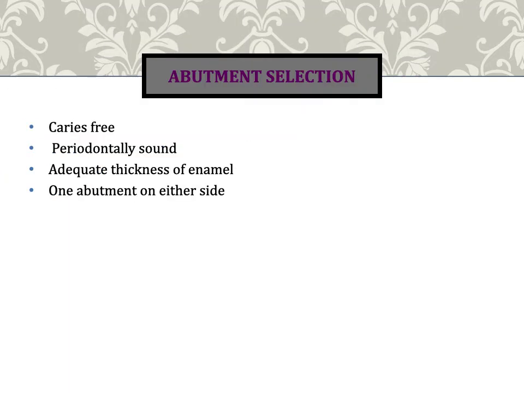A very important factor in resin bonded bridges is abutment selection. So when it comes to abutment selection, the abutment must be caries free, should be periodontally sound, must have adequate thickness of enamel, and there should be one abutment on either side.